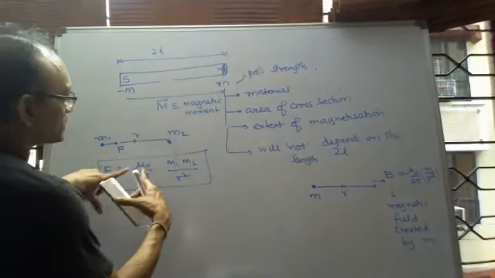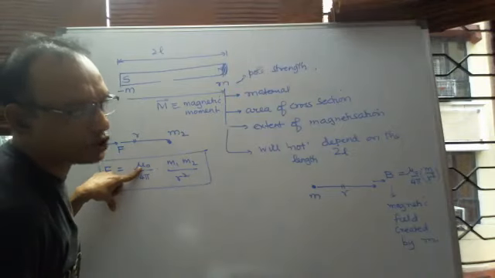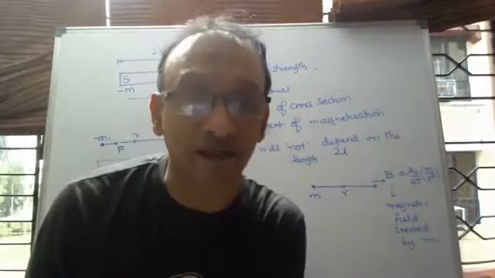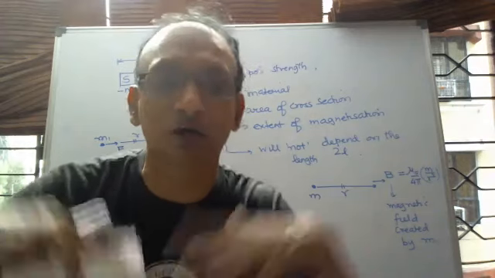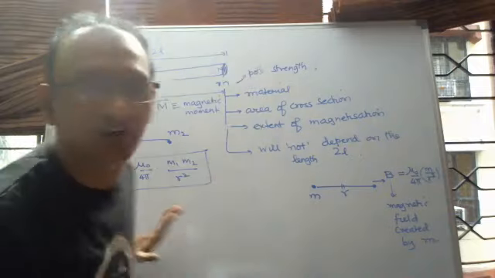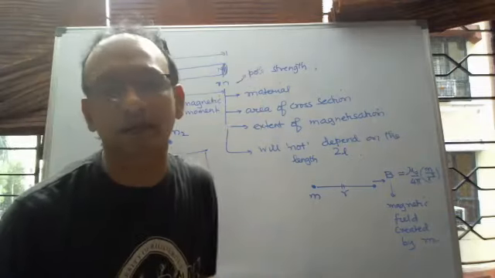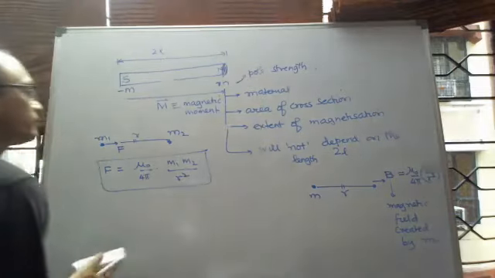If the medium does not have permeability mu naught, then it becomes mu naught into mu R, where mu R is the relative permeability. If there is some other medium instead of vacuum, we multiply by the relative permeability. In vacuum this, otherwise multiply by mu R, the relative permeability.